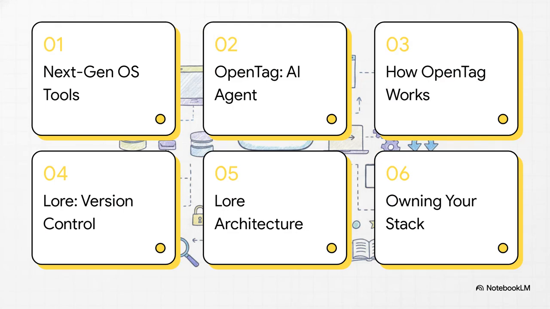All right, here's our roadmap for today's explainer. We'll be looking at 1. Next-gen open source tools. 2. OpenTag, your AI agent. 3. How OpenTag works. 4. Lore, version control evolved. 5. Lore's high-scale architecture. And finally, 6. Owning your dev stack. Let's get right to it.